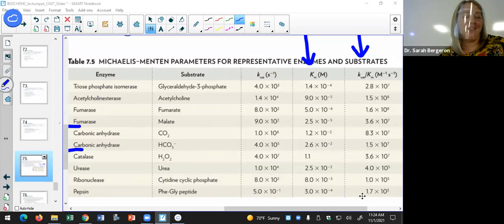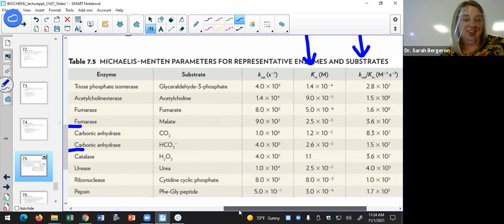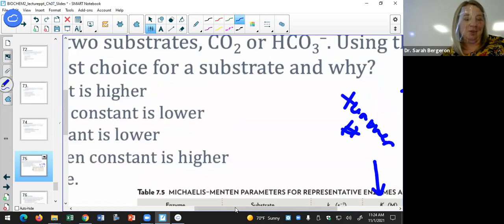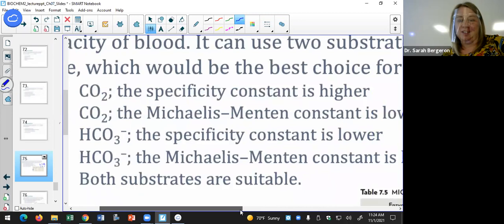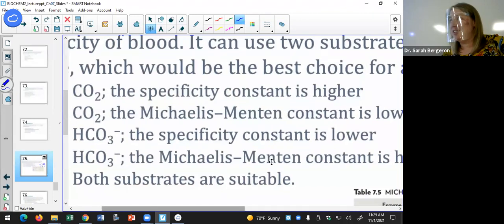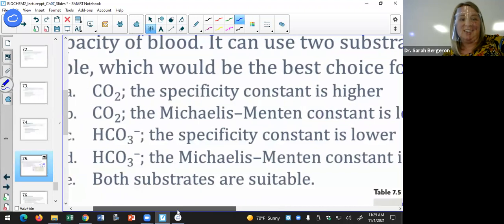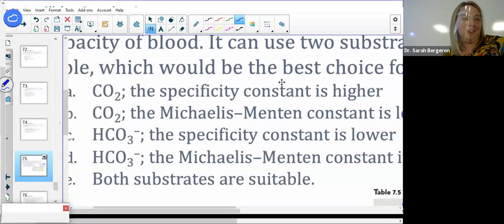Okay, you want me to show you all the answer choices? So watch. You have to pick CO2 or HCO3-, and then we're asked about specificity constant or Michaelis-Menten constant. Yeah, I can't make it bigger. I hate that I can't. So let's do full screen again.